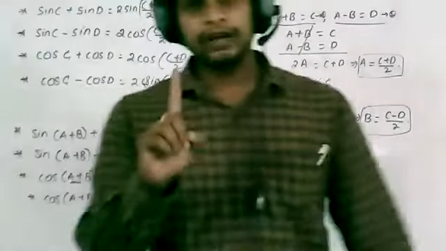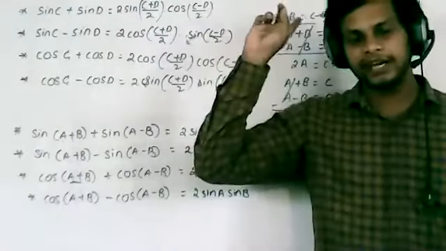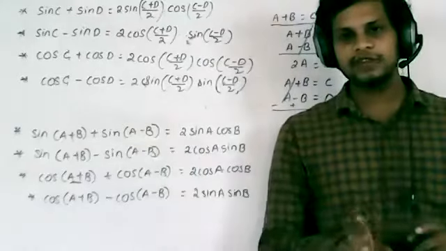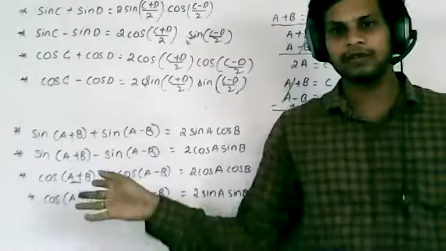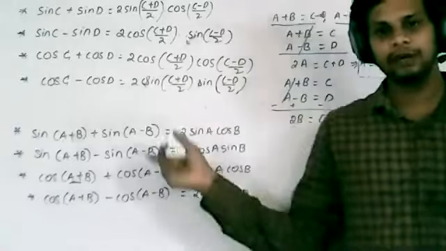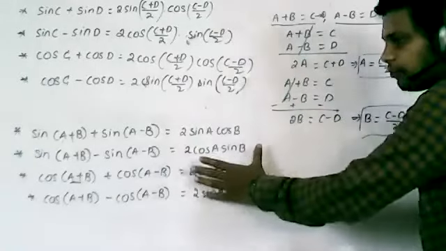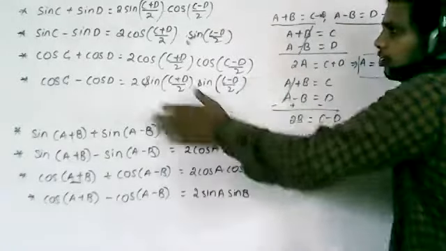Man, no trick, only one trick. First, if you remember that sine of a plus b equals sine a cos b plus cos a sine b, substitute a equal to b, you will get the 2a formulas. Take only a, we will get one more formula. And if you remember this one, you can remember all these formulas, that's it.